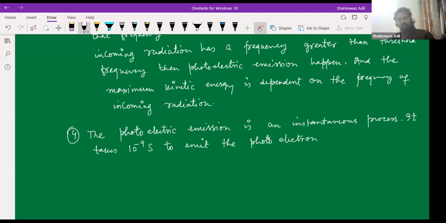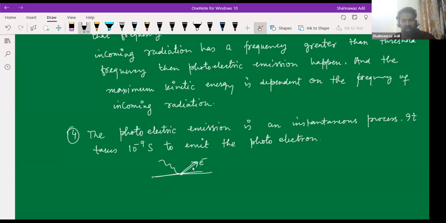Whenever a frequency greater than the threshold frequency falls on the surface, at that instant the electron ejects. So it doesn't take some time to reach some stage and then get ejected. No, it instantly ejects that electron.